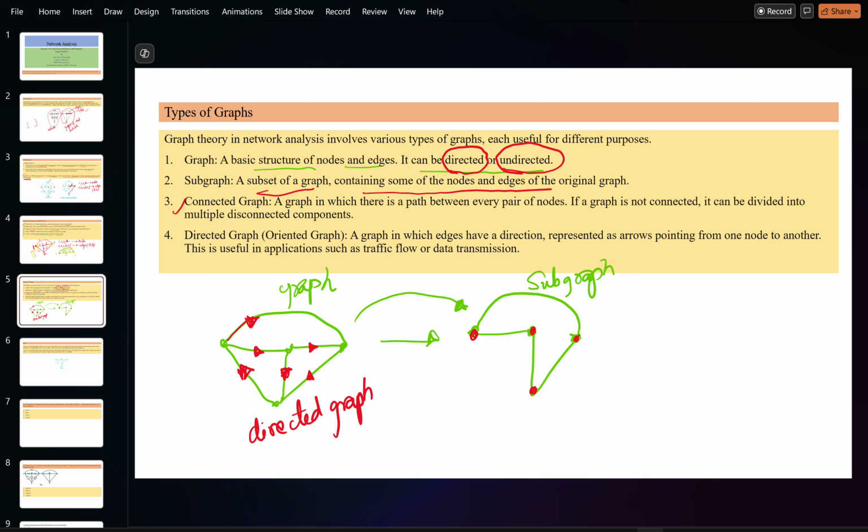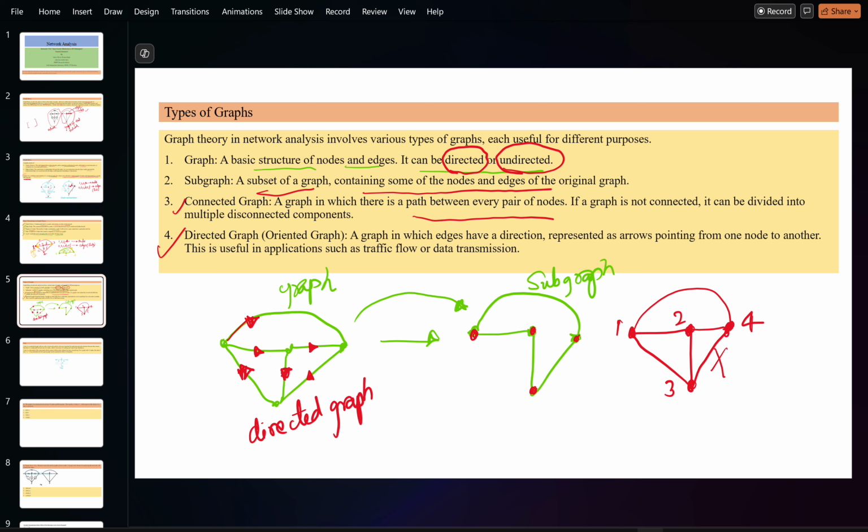Connected graph means a graph where there is a path between every pair of nodes. Suppose I am taking this graph like this. Suppose this is 1, 2, 3, 4. So 2 and 4 don't have any connecting point, so they are not connected. So this is not a connected graph. If there is a path between each node, suppose 3 and 4 are also connected, then this is called a connected graph, where each node is connected to another node through one or more than one path. Okay.